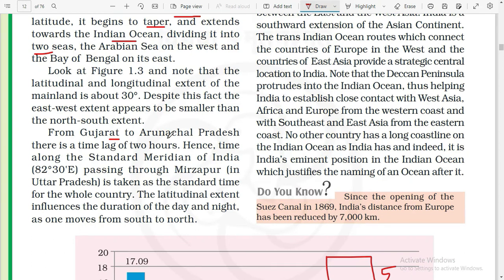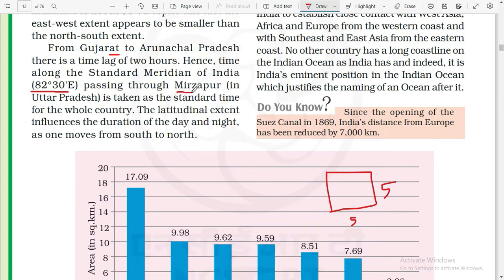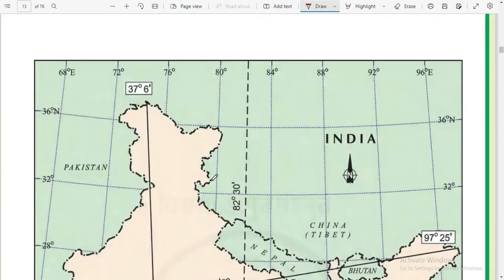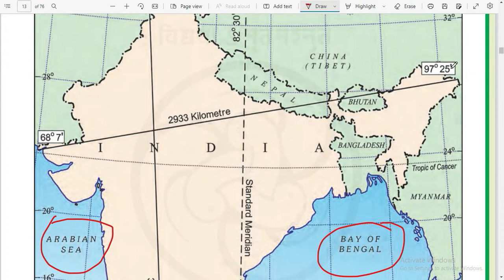From Gujarat to Arunachal Pradesh, there is a time lag of 2 hours. Hence, time along the standard meridian of India is 82.30 degree east, passing through Mirzapur in Uttar Pradesh. See here, this is the Arunachal Pradesh area, and this is the Gujarat area. When the sun rises in Arunachal Pradesh at, for example, 5 a.m., here it will be 7 a.m. So the time lag will be 2 hours.